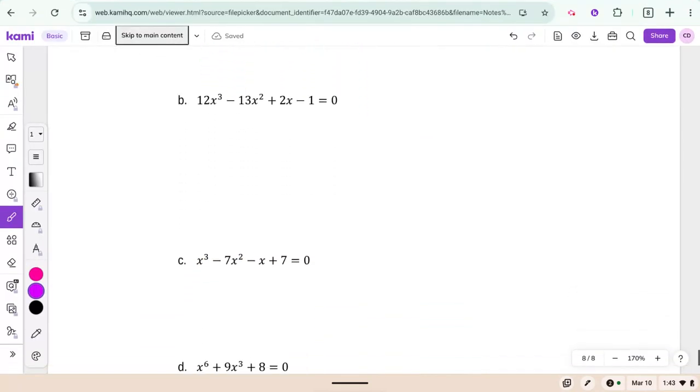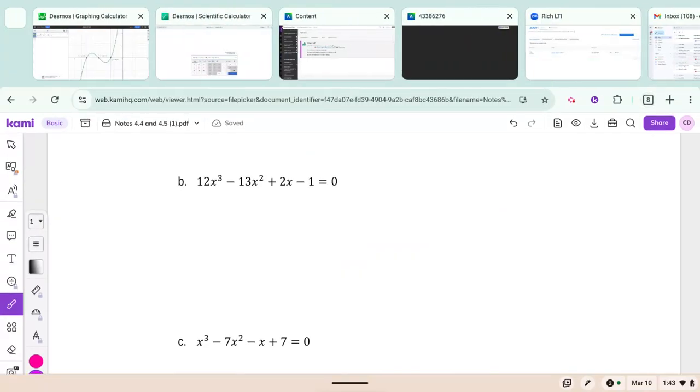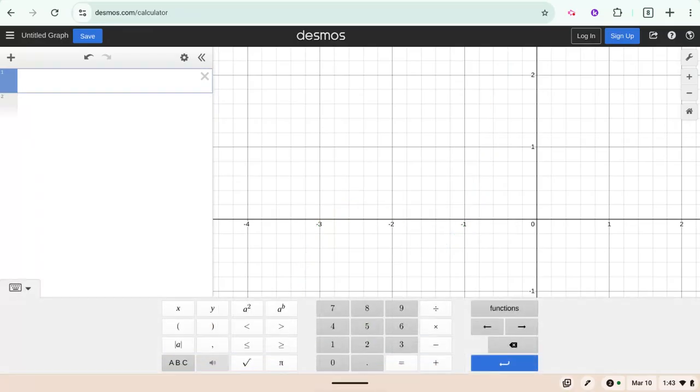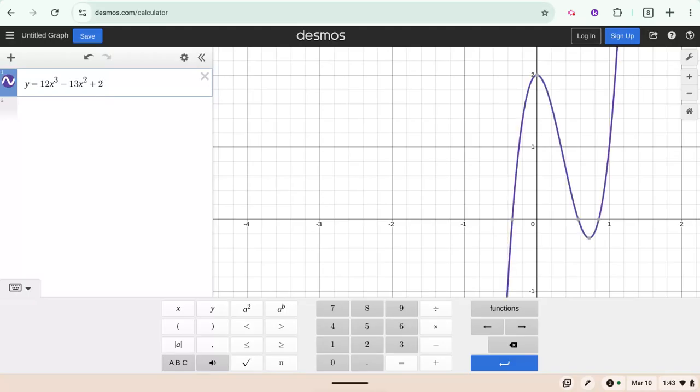Okay, let's take a look at this next one. Again, I'm going to try graphing until it doesn't work anymore. So for this one, I've got y equals 12x to the power of 3 minus 13x squared plus 2x minus 1.